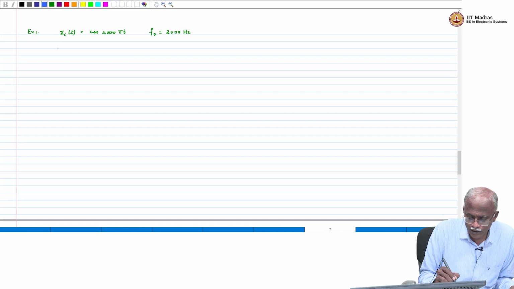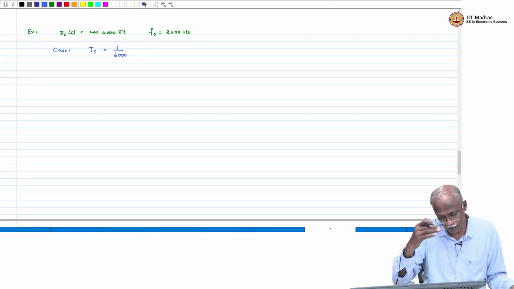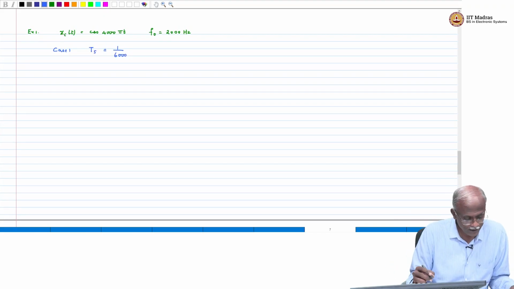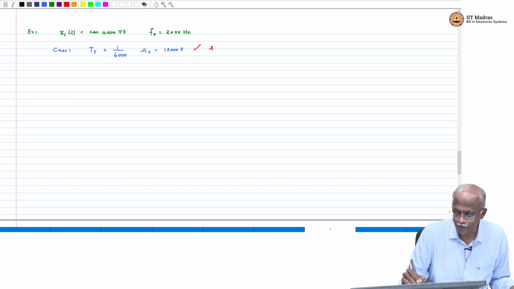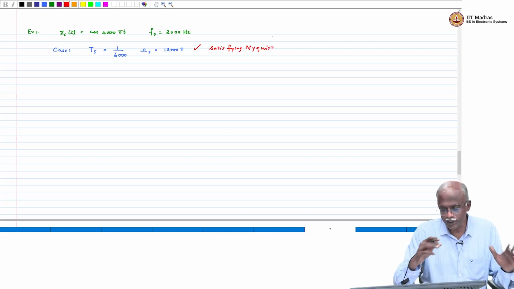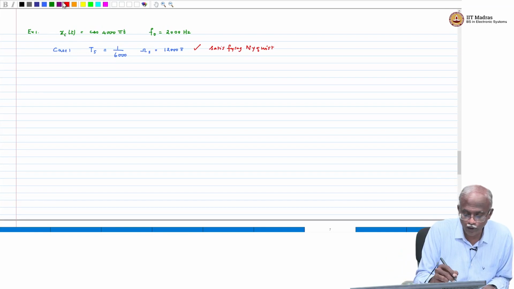We took case 1 where the sampling period was 1 by 6000. It satisfies Nyquist. So in this case, omega s is 12,000 pi. We will declare this as satisfying Nyquist. Now how the spectrum looks like, how to do the reconstruction, we have already seen. But now I want to focus on something different.